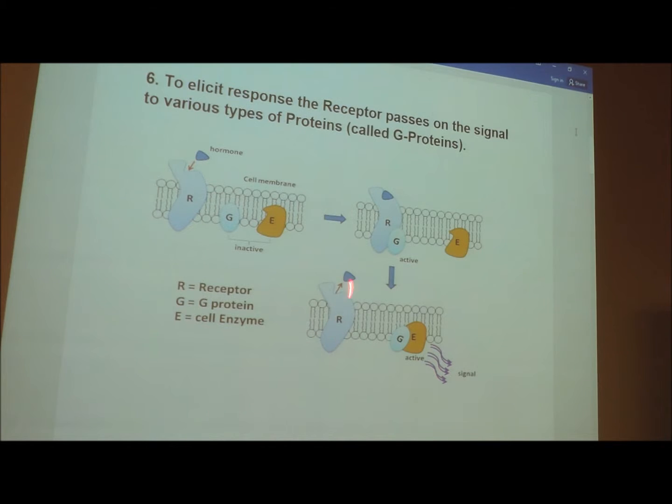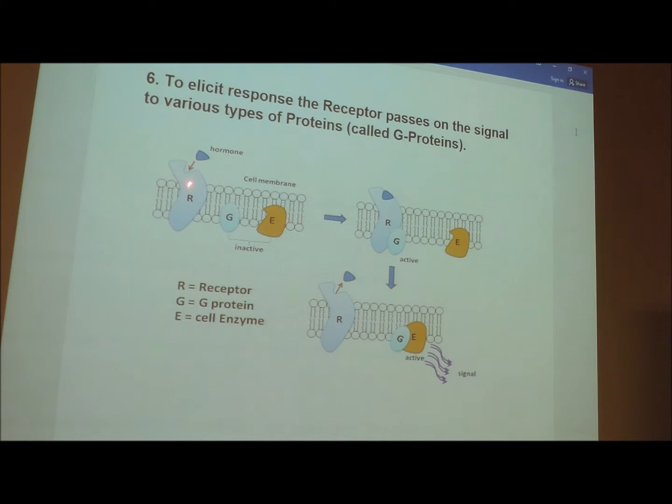So to elicit a response, the receptor passes on the signal to various types of proteins called G-proteins. I have shown a cell membrane. We'll call this side the outside of the cell, and this being the inside. I showed a receptor and a ligand, in this case a hormone, that is supposed to attach to this receptor. Following that, it will elicit some form of conformational change that will make some impact on the G-protein. The G-protein acts on some other protein that may be present in the membrane to elicit the response.